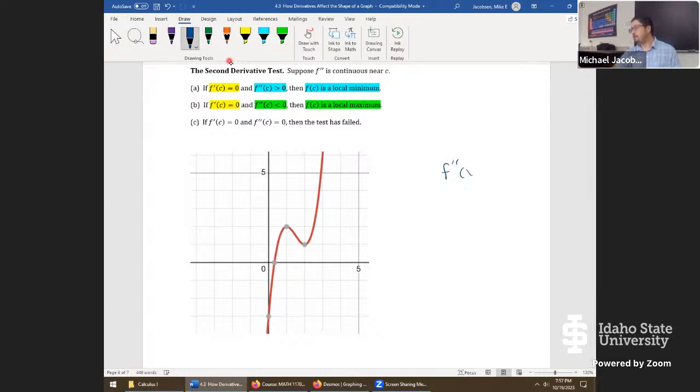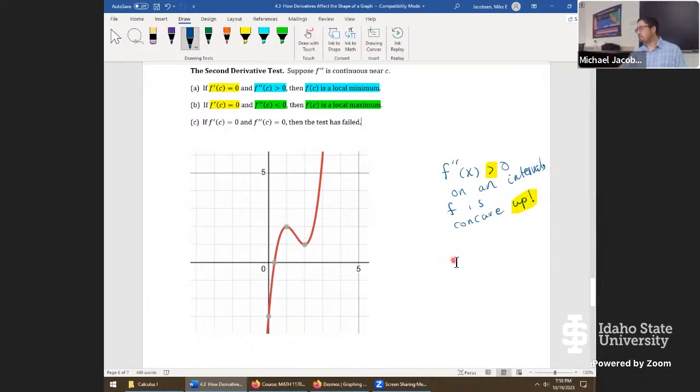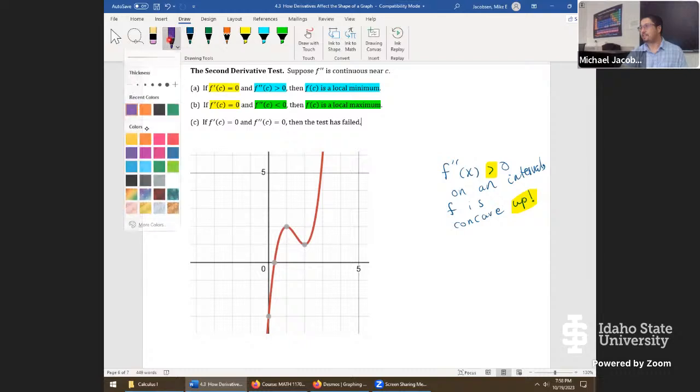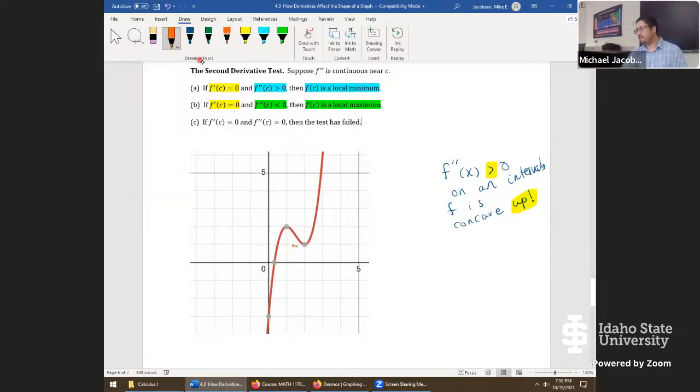Well, if f double prime of x is bigger than 0 on an interval, f is concave up. This is the one that matches the directionality. So let's look at where we have a local maximum. Or hang on, if the second derivative is positive, it's concave up. Yeah, I think we're great. Let me draw some tangents generically. Maybe on this one right here, and on this one right here, I'll just do the horizontal tangents.